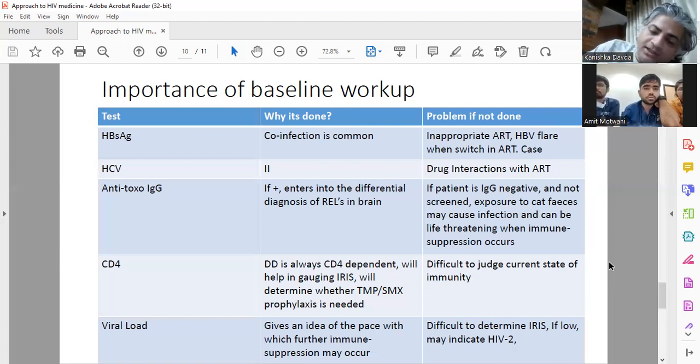Then why do we do viral load? It gives an idea of the pace with which further immune suppression may occur. It's difficult to determine IRIS if you've not done a baseline viral load. If the viral load is low, but CD4 has come down, it may indicate that the person is having HIV-2 maybe, not HIV-1. There are two types, HIV-1 and 2. Right? Read this a little now.